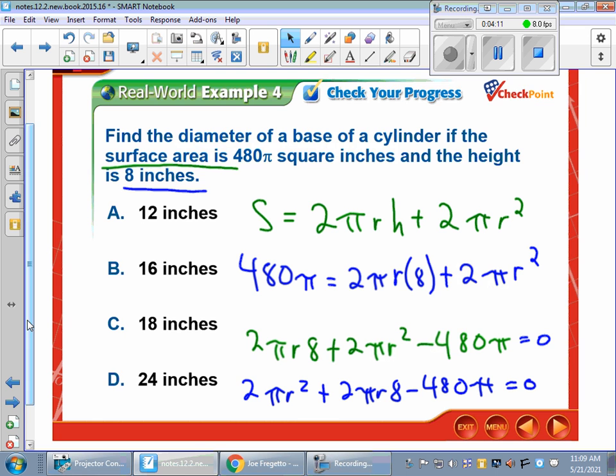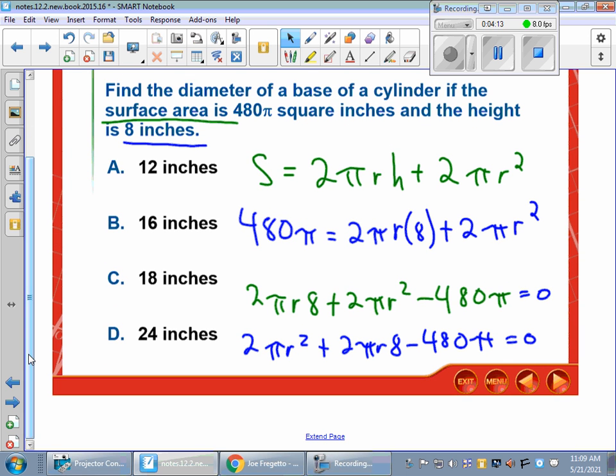To clean this up a little bit, we're going to divide everything by 2, and divide everything by pi. So the pi is going to be gone. If you divide everything by 2, this becomes r squared, plus, taking out the 2, 8r, and 480 divided by 2 is 240. And now we have a traditional trinomial.